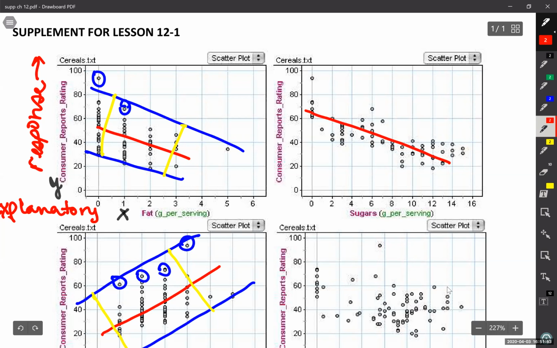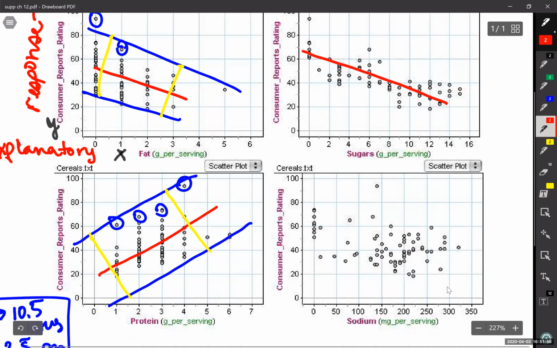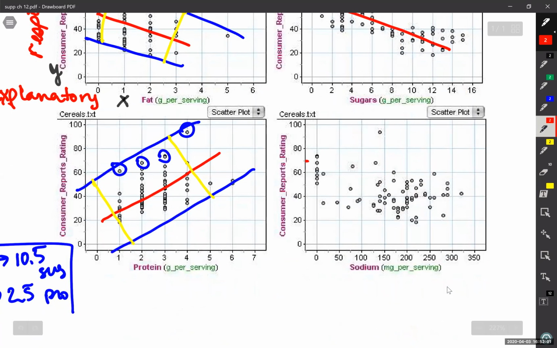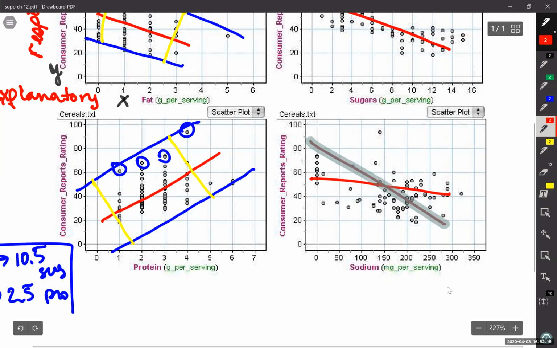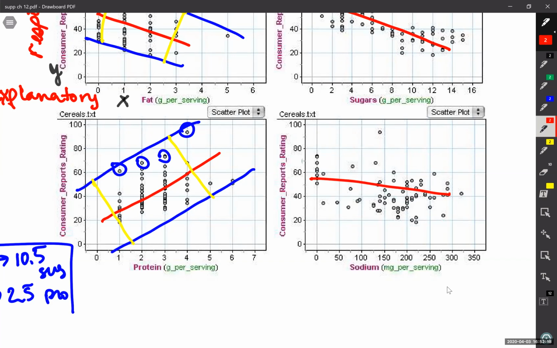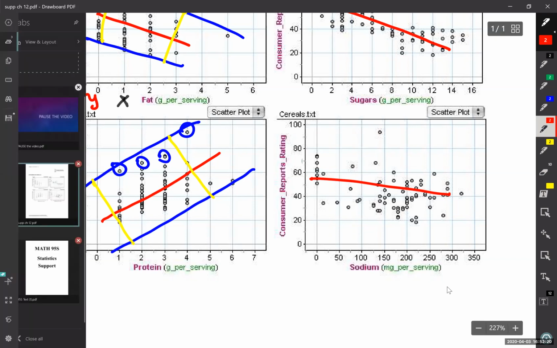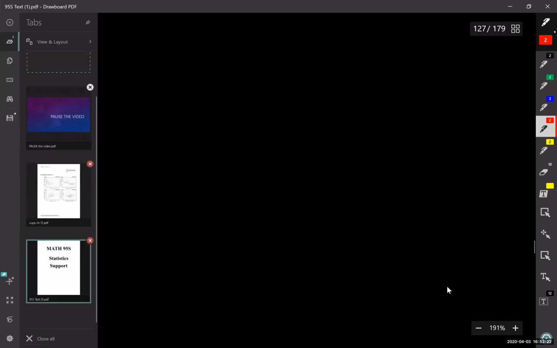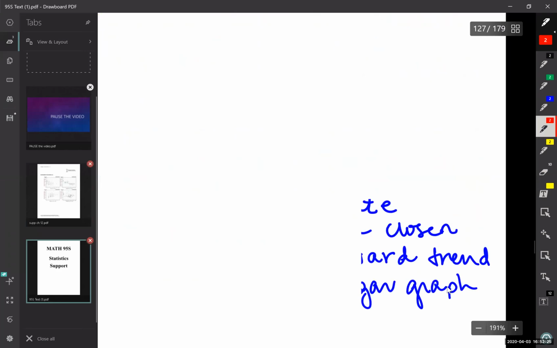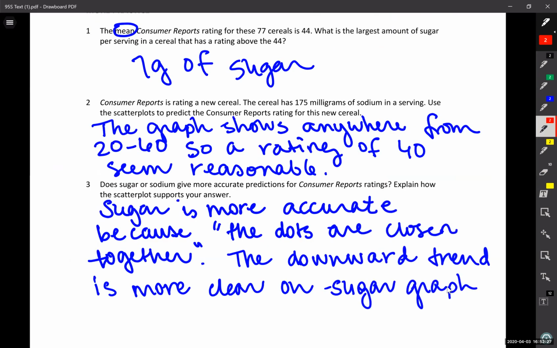The sodium dots are a mess. So if you're only allowed to draw one straight line to describe that pattern, does it go down? Does it go straight across? What does that line look like? It's not really clear if that was good. Maybe the line was supposed to actually be like that. I don't know. It's not clear. And so that's what I'm talking about on number 3. When I say the dots are closer together, that's the more mathematical picture version of what I'm talking about. The downward trend is more clear on the sugar graph.